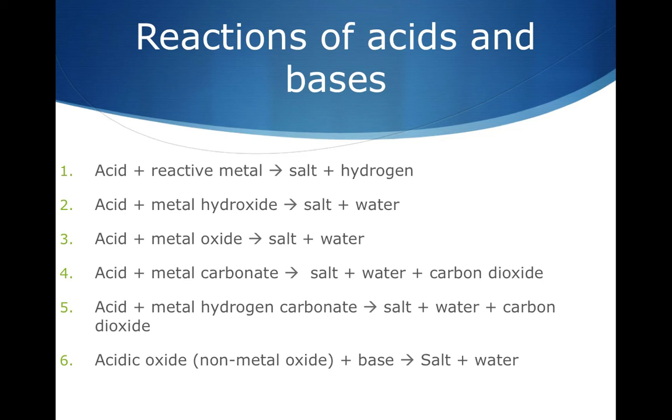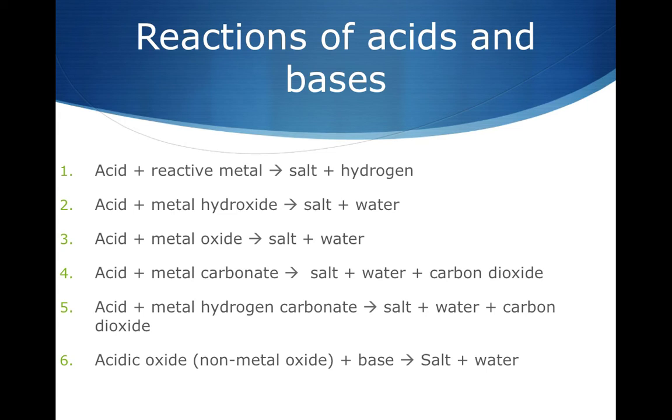If our acid was hydrochloric acid, hydrogen chloride, and our metal hydroxide was sodium hydroxide, then you would get sodium chloride as your salt and water. But if the acid was sulfuric acid and the metal hydroxide was calcium hydroxide, then you'd get calcium sulfate as your salt. Okay?